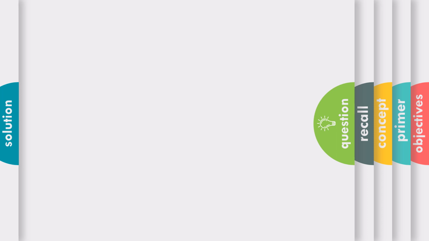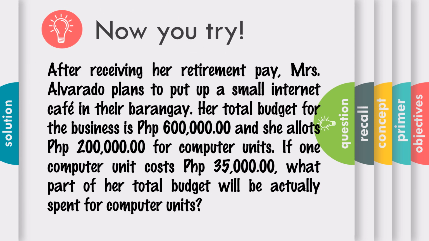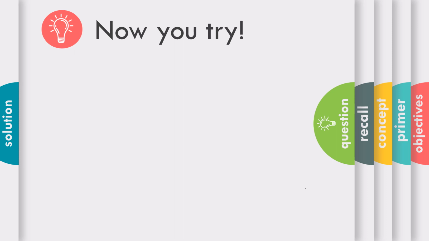Now, I'd like you to try this problem. After receiving her retirement pay, Mrs. Alvarado plans to put up a small internet cafe in their barangay. Her total budget for the business is 600,000 pesos, and she allots 200,000 pesos for computer units. If one computer unit costs 35,000 pesos, what part of her total budget will actually be spent for computer units? Please pause the video to give yourself time to answer. Once you are done, you can click the play button to reveal the correct answer.